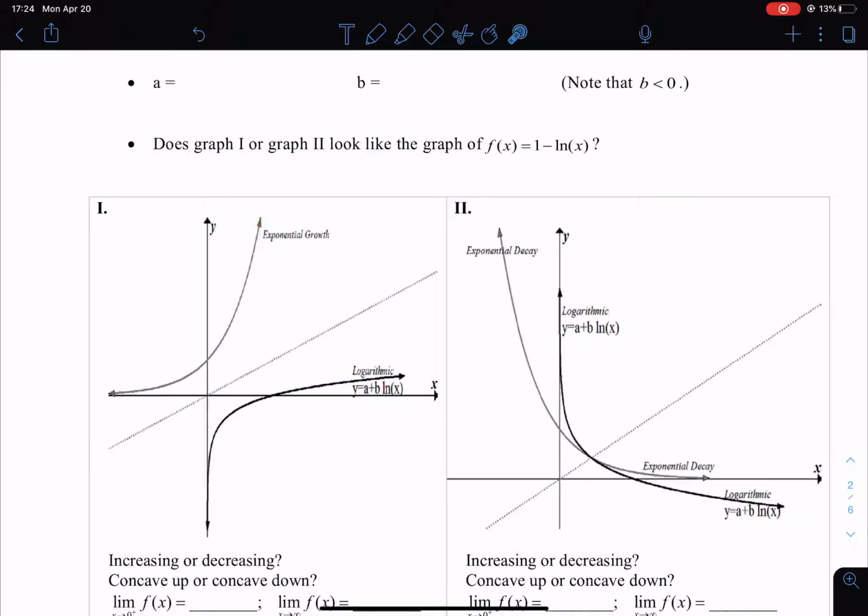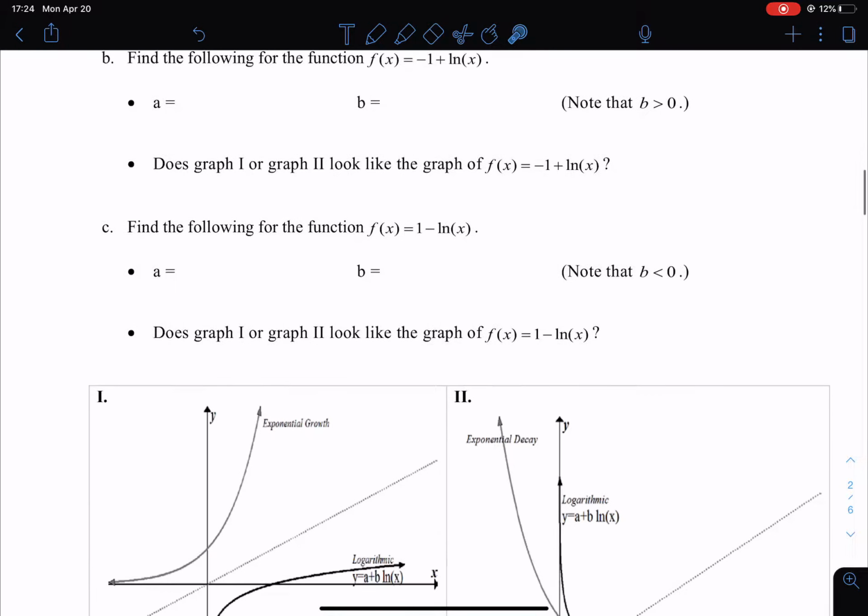A logarithmic function has only one concavity. The exponential function has a horizontal asymptote, and the logarithmic function has a vertical asymptote. Similarly, for the exponential function the horizontal asymptote is right here, and for the logarithmic function the vertical asymptote is right here. And they are symmetric over y equals x.